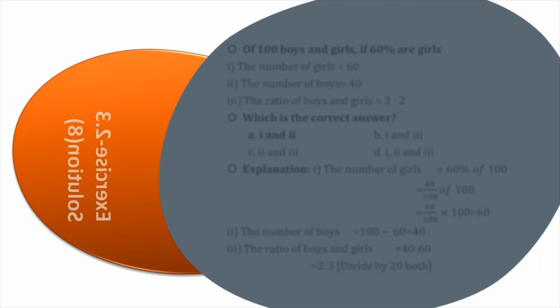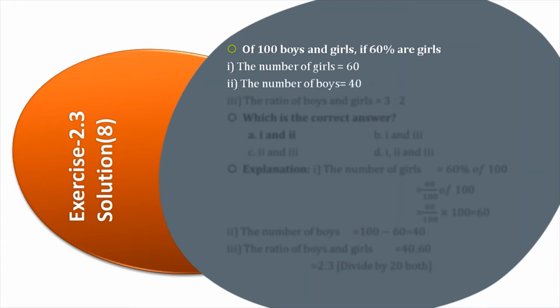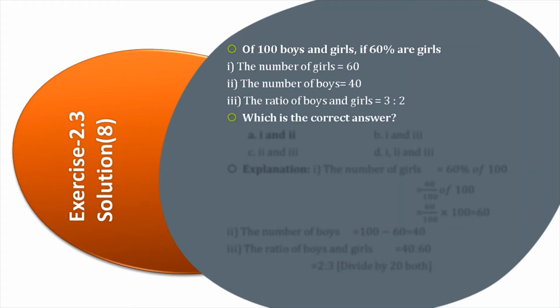Let us see the solution number 8. Of 100 boys and girls, if 60% are girls: 1, the number of girls is 60; 2, the number of boys is equal to 40; 3, the ratio of boys and girls is equal to 3:2. Which is the correct answer? Let us see the options. A: 1 and 2, B: 1 and 3, C: 2 and 3, D: 1, 2 and 3.